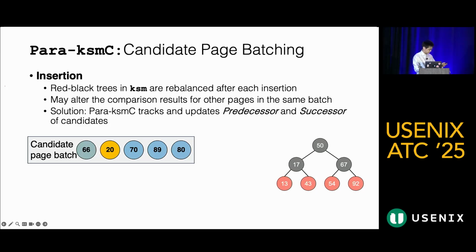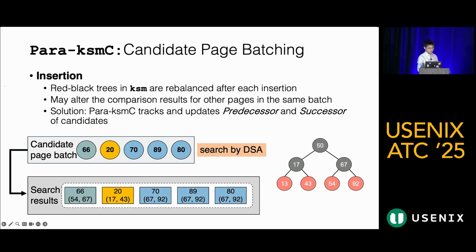Let's look at this example here. Now I set the candidate page batch size to 5. After the search on the DSA, we get the search results, which include the candidate page and also their predecessor and successor. For example, for page 80 here, in the right tree, we can see that 67 is the biggest one which is smaller than 80. So we set the predecessor of 80 to 67, and similarly, we set the successor to 92. However, the simple tracking is not enough, and we need to update it. Let's see why.